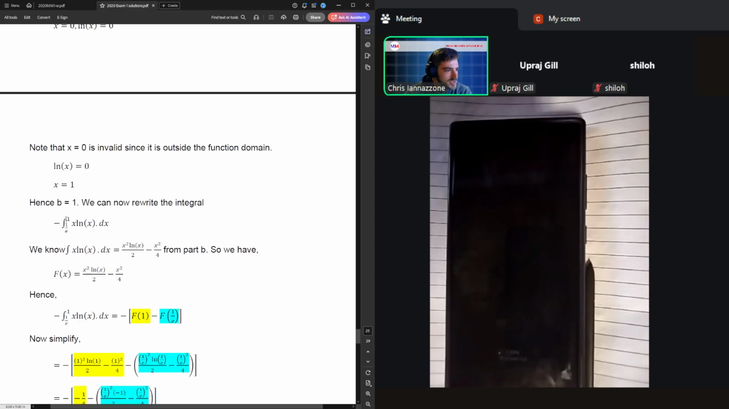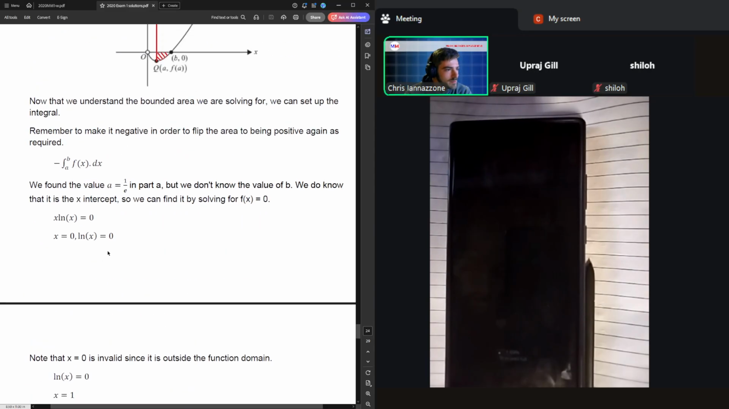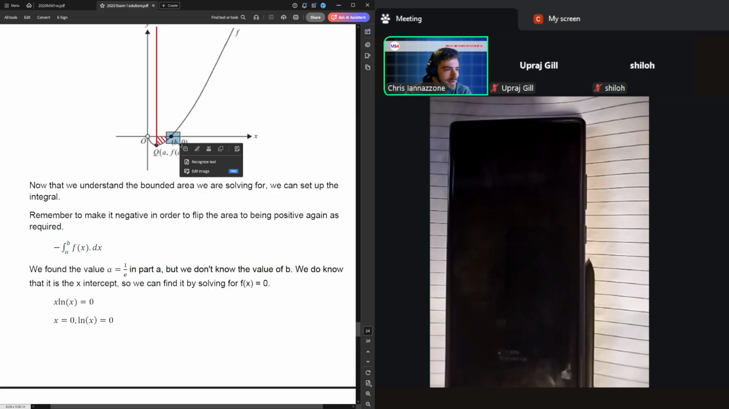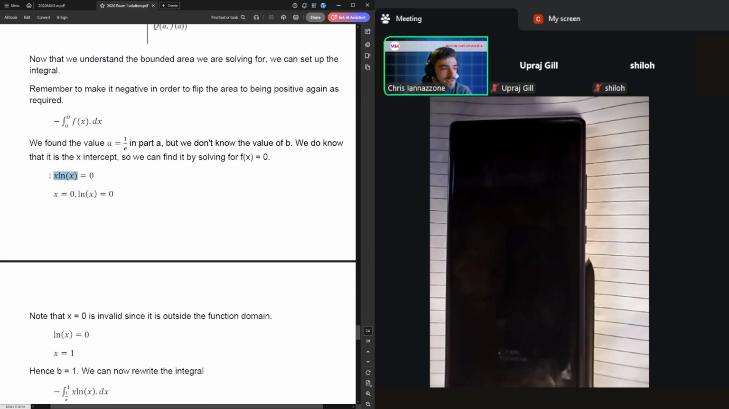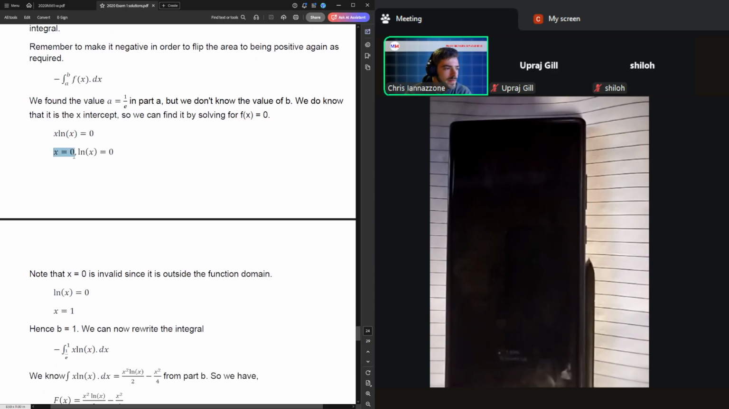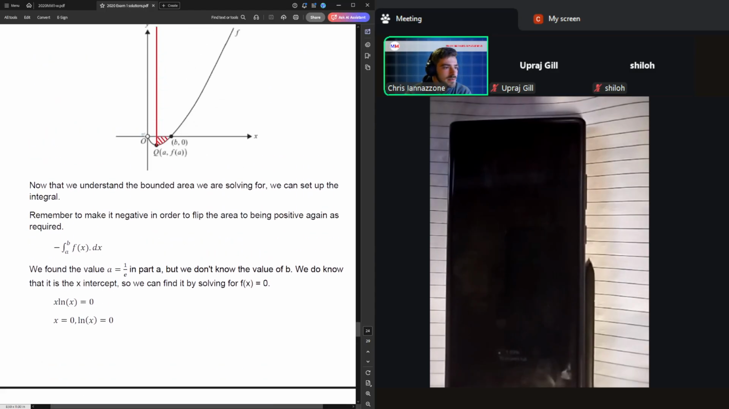Just to quickly highlight where that x equals 1 came from, we were told that the endpoint b is an x-intercept. So you say, okay, well, x natural log x equals 0. This is actually a null factor law. You've got x times natural log x, two things that multiply together to give 0. So either x equals 0 or the natural log x equals 0.